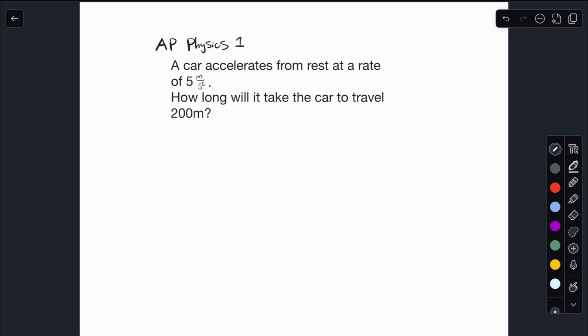So a car accelerates from rest at a rate of 5 meters per second squared. Then we can write down that's going to be our acceleration. How long will it take the car to travel 200 meters? So then our distance is going to be 500 meters. Excuse me, 200 meters.